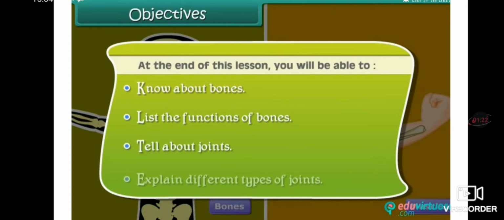So what will we be able to know in this session? At the end of the session, children, you will be able to know about bones, list the functions of bones, tell about joints, and explain different types of joints.